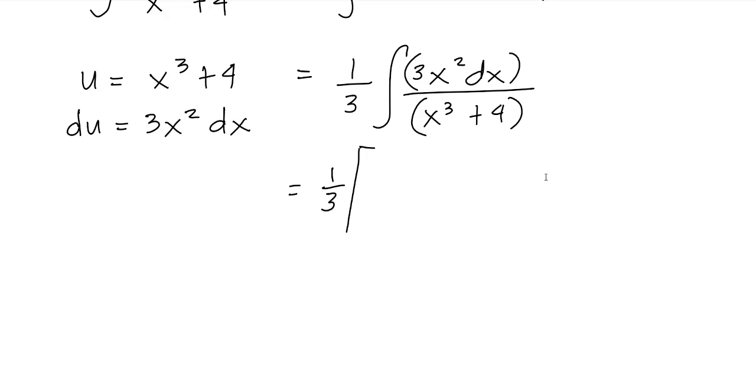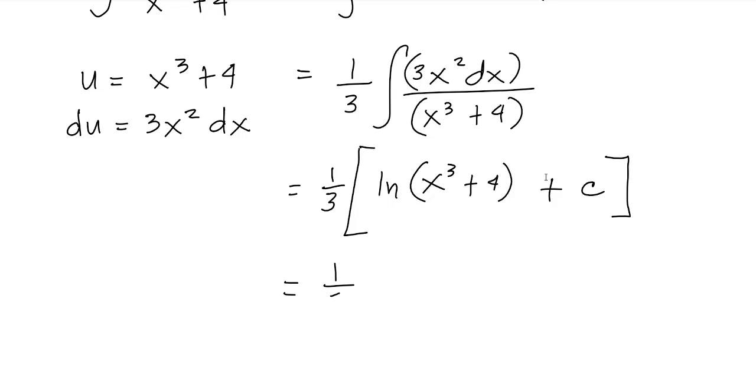So this would be the natural logarithm of u. Your u here is x cubed plus 4. Don't forget to put the parentheses to indicate that this group is your u, plus the constant of integration c, because we are dealing with the indefinite integral. So simplifying, distribute 1/3. This would be 1/3 ln of x cubed plus 4. 1/3 times c is just equal to a constant. So this is our answer.